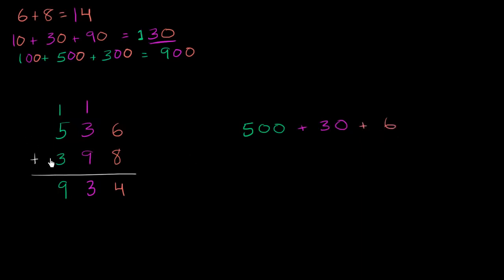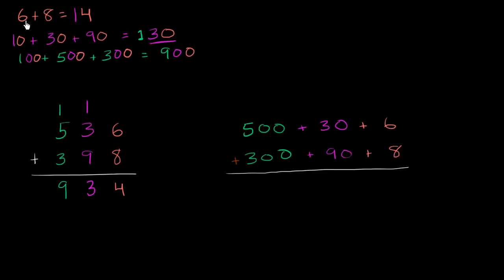Likewise, this 3 represents 300. This 9 is 9 tens, or 90. And this 8 just represents 8 ones, or 8. And now we can add these two up. Now let's start in the rightmost column, this ones column.